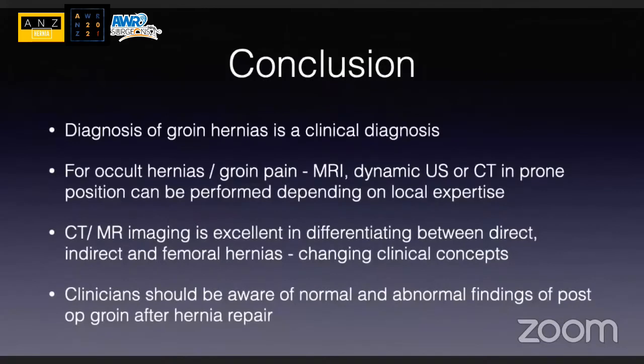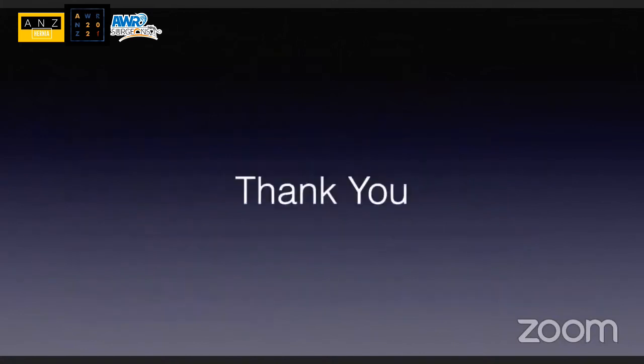So in conclusion, ladies and gentlemen, I would like to say that diagnosis of groin hernias is a clinical diagnosis. For occult hernias or groin pain, MRI, particularly a dynamic MRI in the prone position, for example, can be very, very good. And I think the current evidence supports it. Dynamic ultrasound or CT in the prone position can also be performed depending on local expertise. CT and MR imaging are excellent in differentiating between direct, indirect, and femoral hernias. And there are some changing clinical concepts regarding the pubic tubercle, as we talked about. And clinicians should be aware of normal and abnormal findings of a post-operative groin after a hernia repair. Thank you very much for your attention.